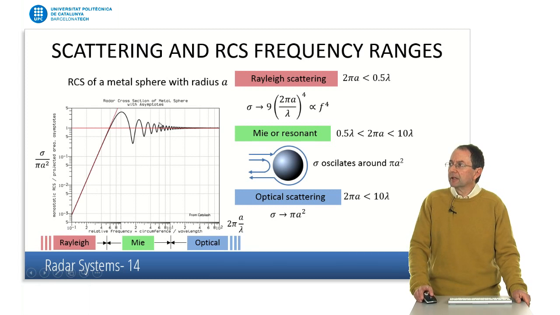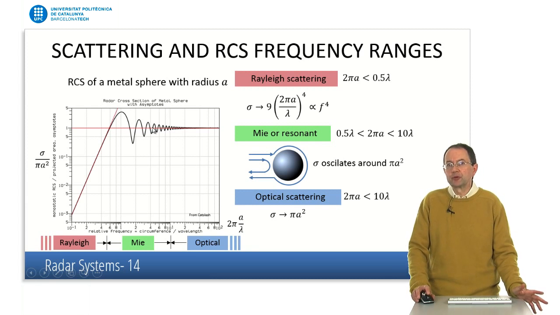In the middle, we have the so-called Mie or resonant region, where the radar cross-section fluctuates quite a lot around the value 1, which means a radar cross-section equal to the geometric section of the sphere. And when we have this kind of maximum and minimum behavior, more or less sinusoidal, in electromagnetics we always suspect there is an interference between 2 different mechanisms. And this is actually what happens in the sphere.